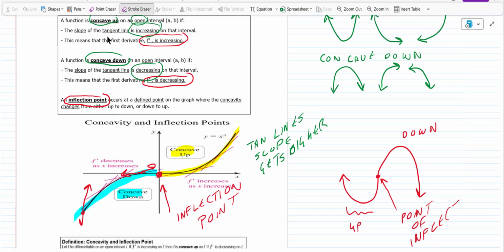Okay, so that's kind of the terminology of concavity. It's talking more about the shape of a graph, and it's a measurement of how the first derivative changes. Okay, that's the idea.